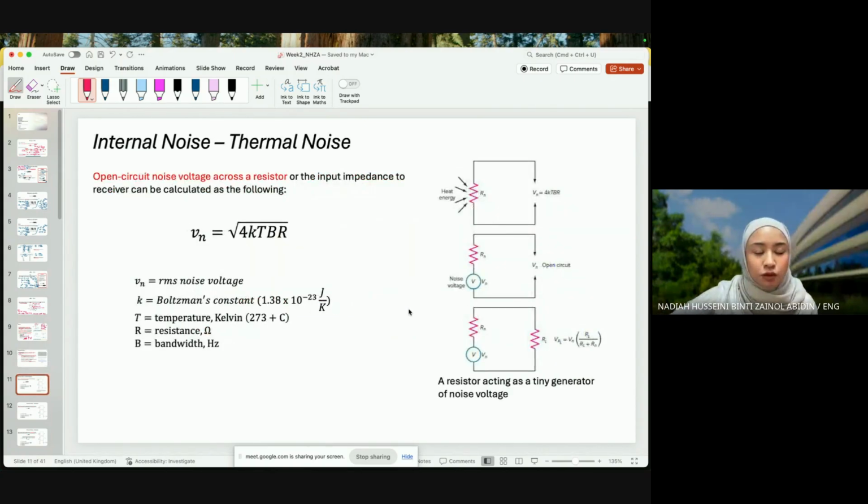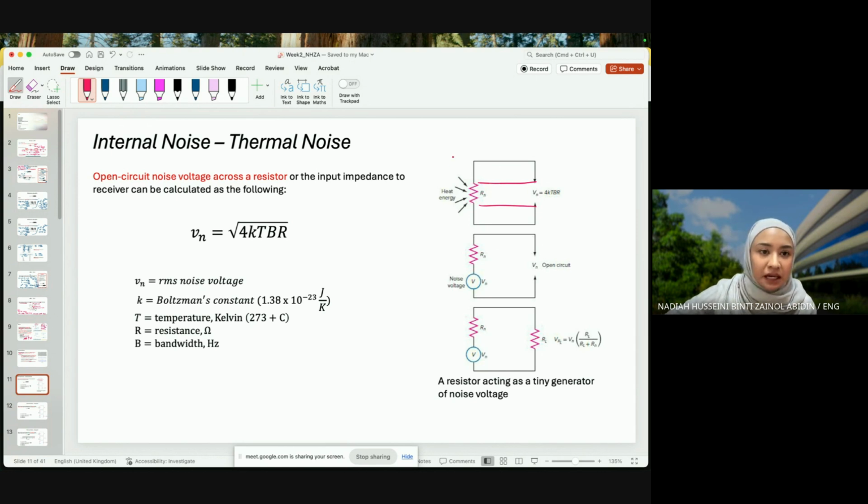Okay, so we have an equation to calculate this thermal noise. So in an open circuit, this is an open circuit. Why is it open? Because it's not connected. Okay, so this is an open circuit. So I want to find out what is the noise of this resistor.